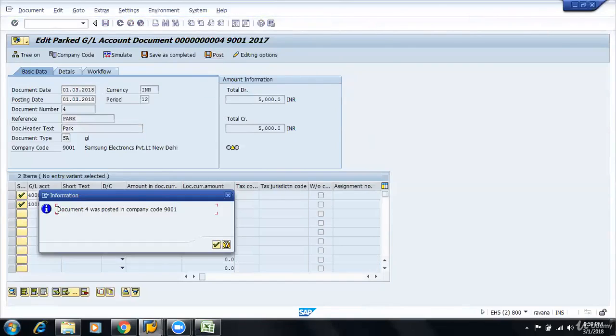So now the document 4 is posted. The same document number, please take note of this. The document number which was parked, the same is posted. The next number does not come up as 5.